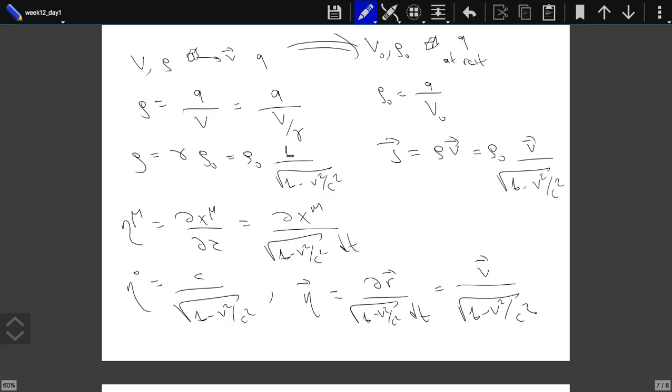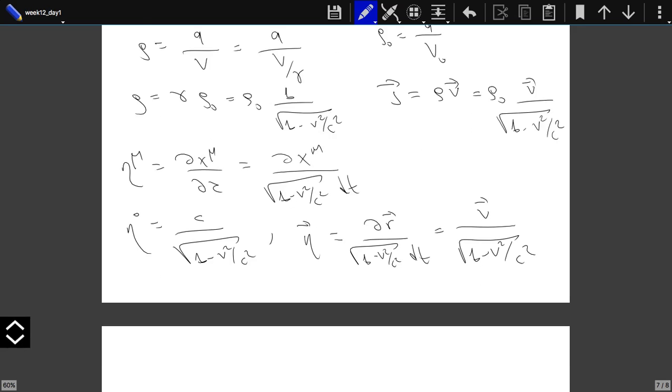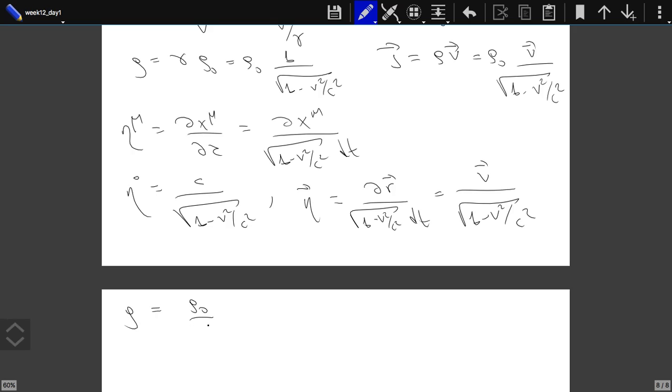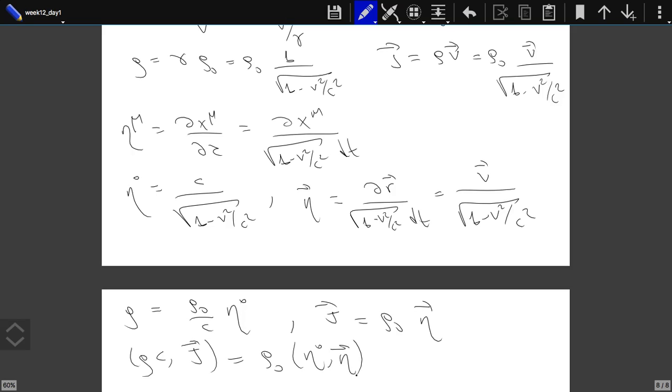And we know that this is already a 4 vector eta mu, because x mu is a 4 vector. The difference of two 4 vectors is itself a 4 vector. D tau is just a scalar, and a scalar multiplied with a 4 vector is a 4 vector. So eta mu is a 4 vector. Now in terms of eta mu, rho c is rho 0 times eta 0, and j is just rho 0 times eta. Or rho c and j are equal to rho 0 times eta 0 and eta. But eta 0 and eta just form a 4 vector. This rho 0 is just a number, and a number times a 4 vector is a 4 vector.